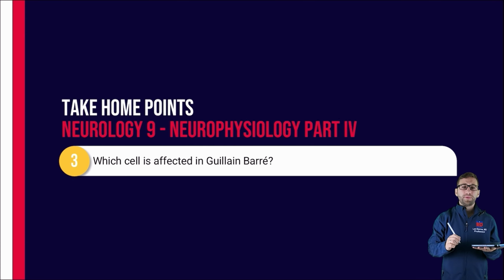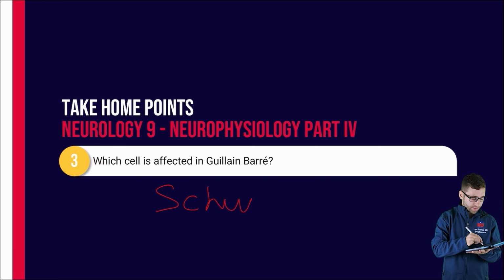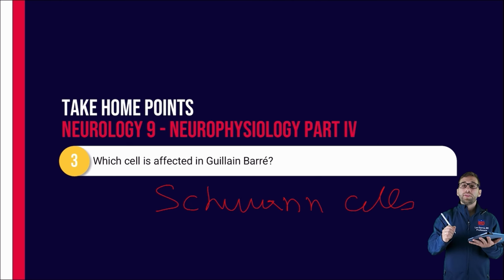And what about Guillain-Barré? Guillain-Barré syndrome, or GBS, is an acute autoimmune disorder that primarily affects Schwann cells, the cells responsible for producing myelin in the peripheral nervous system. In GBS, the immune system attacks the myelin sheath of peripheral nerves, leading to rapid onset muscle weakness and paralysis.